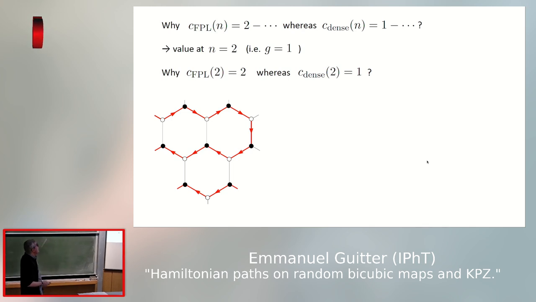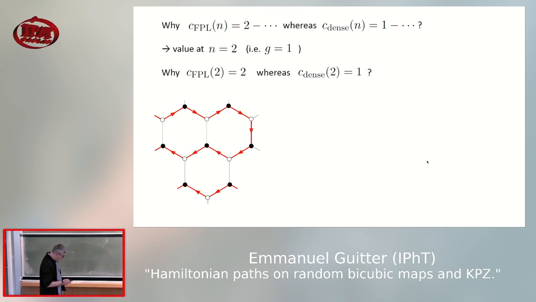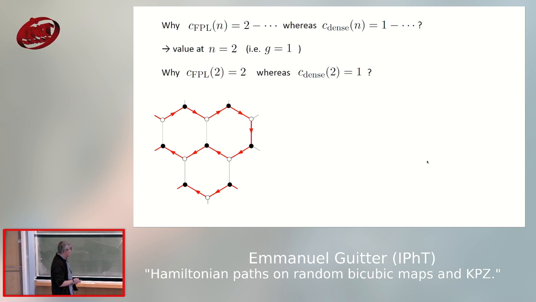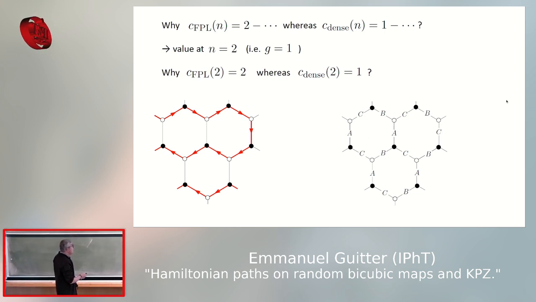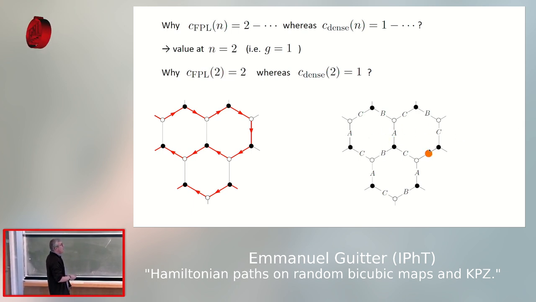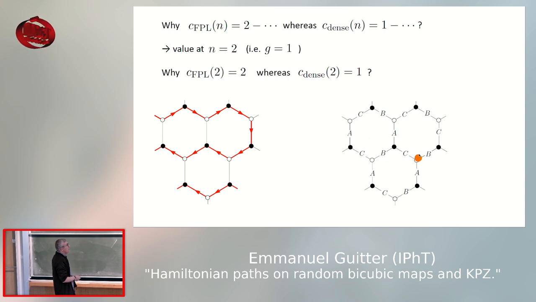Okay, so why 2 instead of 1? So the idea comes from this: whenever you draw a loop, n equals 2 first corresponds to oriented loops. When you have oriented loops which are fully packed, you can translate this into a system of three coloring, with the colors A, B, and C. So the problem is you have three colors A, B, and C, and the three colors are present around each vertex.